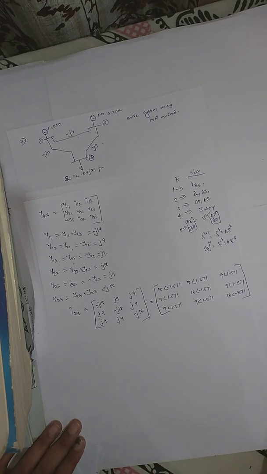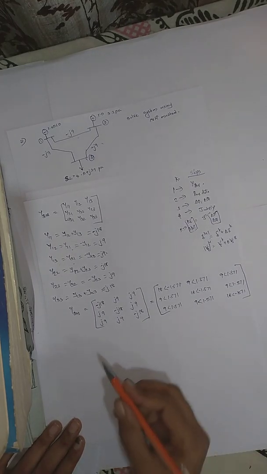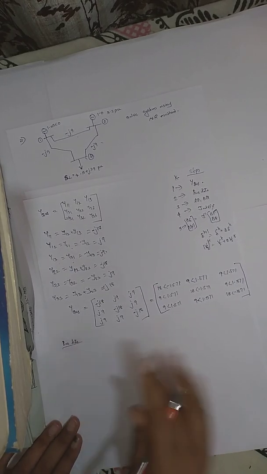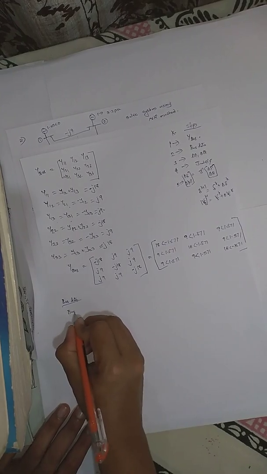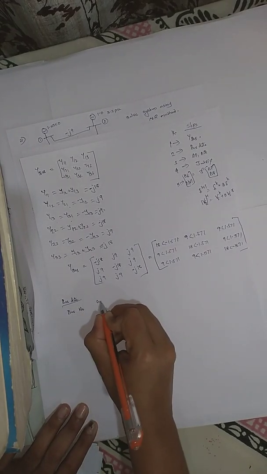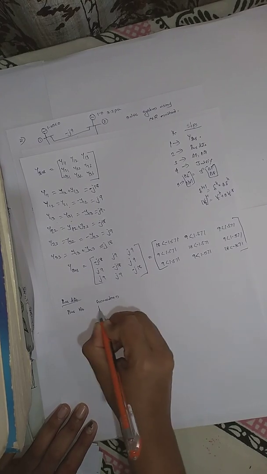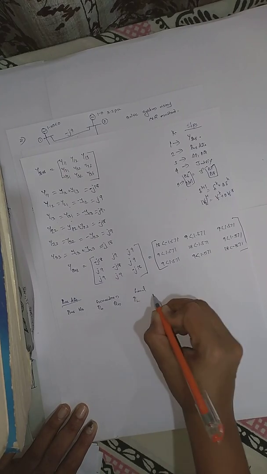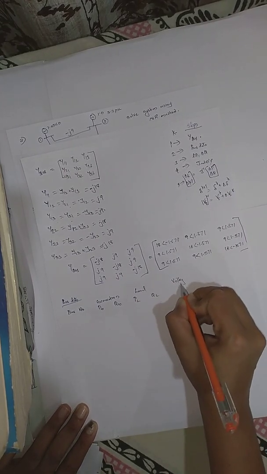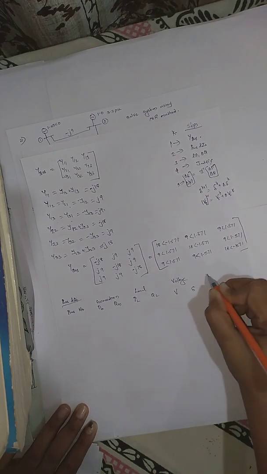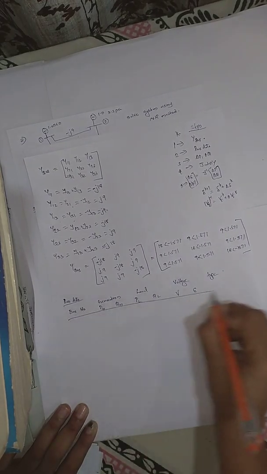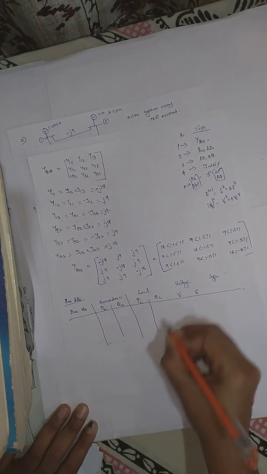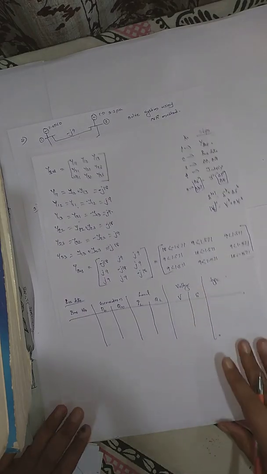And next we have to calculate our bus data. How will we calculate our bus data? For getting bus data, we form a table. That table will have bus number, then generation value, may be PG or QG, load or demand value, that may be PL or QL, the voltage parameters, that is V and delta, and finally we will conclude what type of bus it is. So from the question, what I have been given is here.